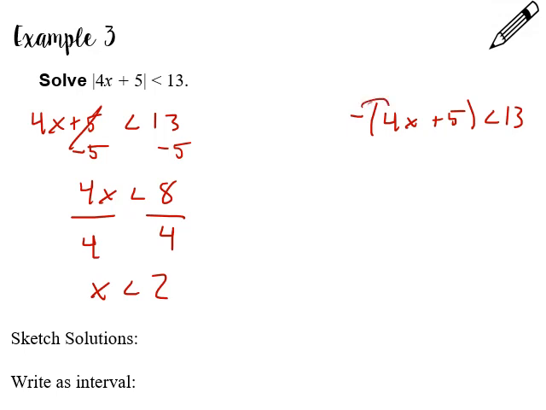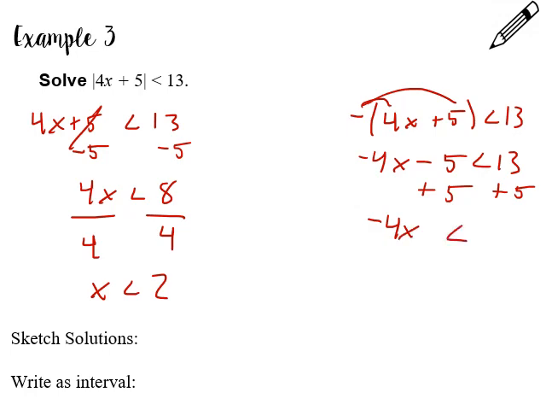The next part, solve for x again. Negative 4x minus 5 is less than 13. Add 5 to both sides. Negative 4x is less than 18. Let's go ahead and solve for x by division. That should put a little red flag in our head. I've got an inequality and I divided by a negative, so that is going to flip my sign.